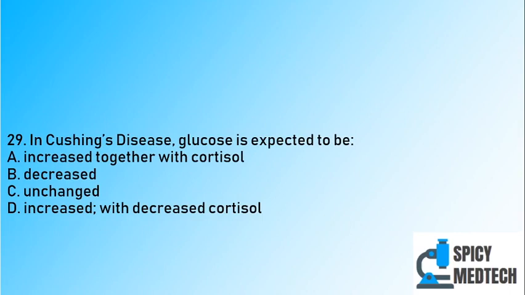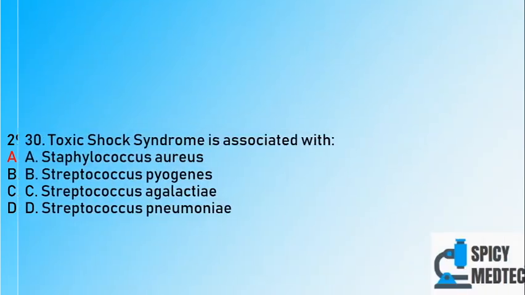Number 29. In Cushing's disease, glucose is expected to be A. Increased together with cortisol, B. Decreased, C. Unchanged, or D. Increased with decreased cortisol? So the answer for number 29 is letter A, increased together with cortisol.